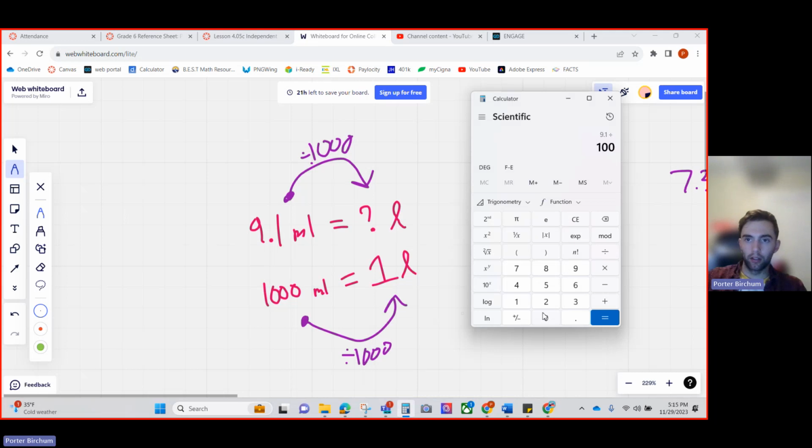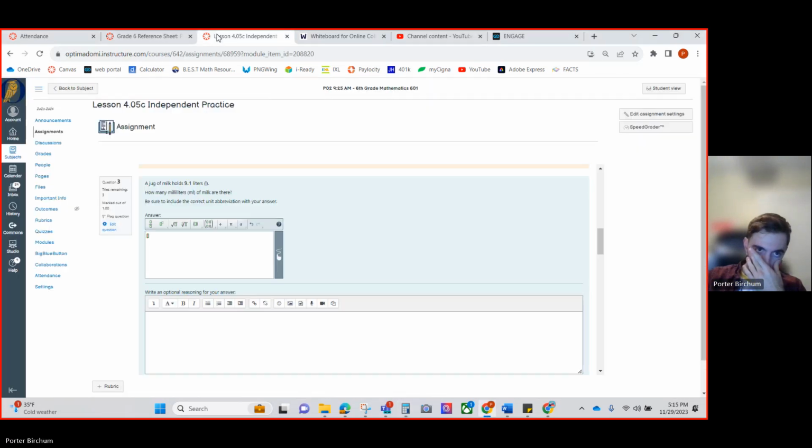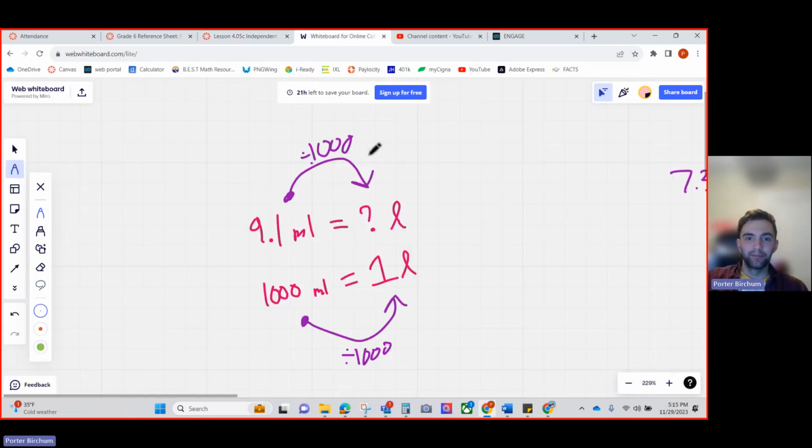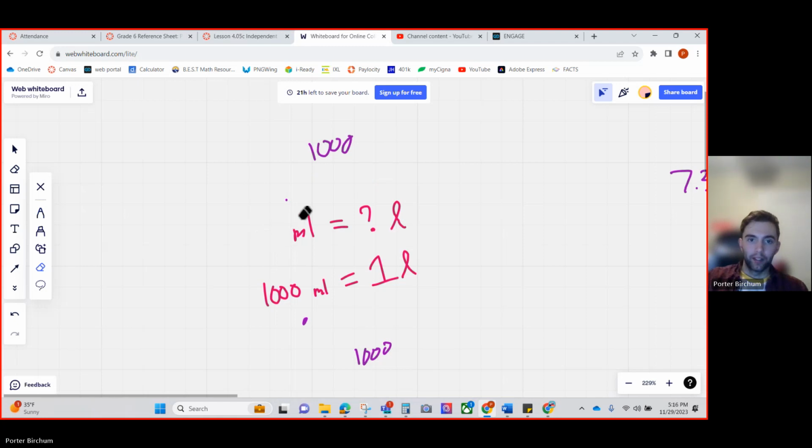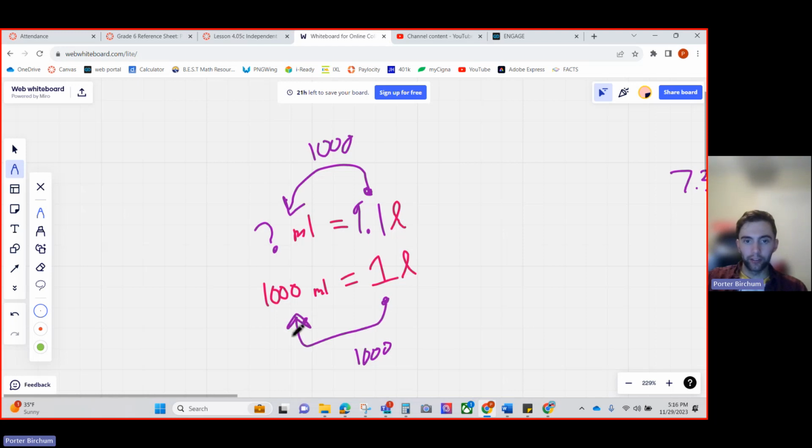9.1 divided by 1,000 equals 0.009. Oops, I did it wrong. I was a little backwards. We're turning liters into milliliters, liters into milliliters.